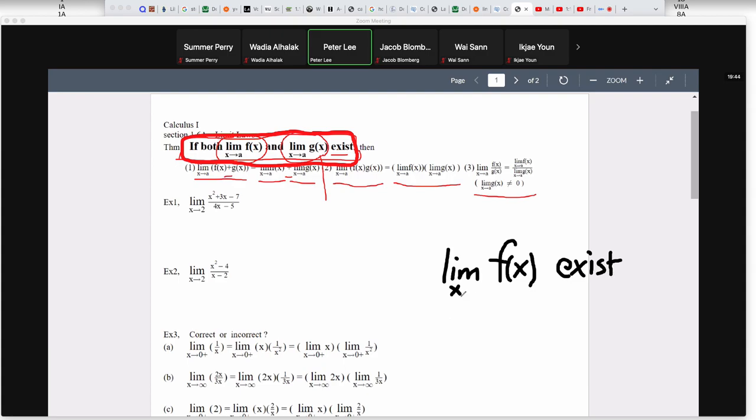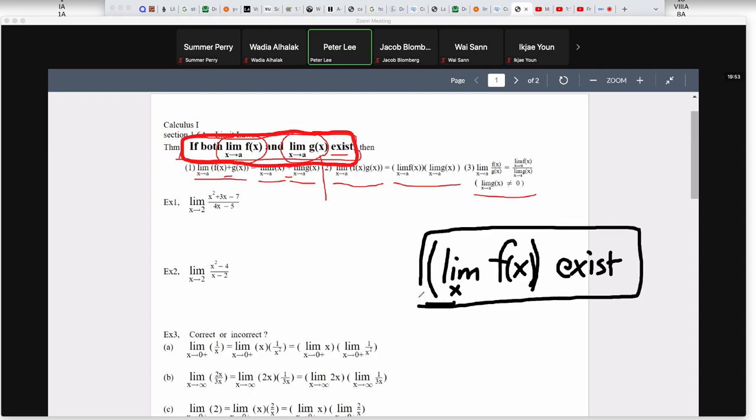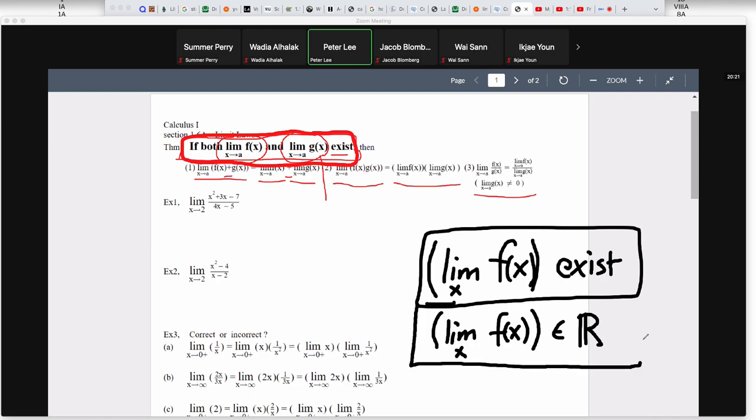Let me explain to you what this means. So this right here, let me put this in parentheses. This limit right here exists. What does it mean? It means that the limit is actually a real number. The limit of f of x is a real number. Let me just put this: it belongs to the set of real numbers. That's what it means. So when you say that the limit exists, the terminology is this. This means that the limit is actually a real number.